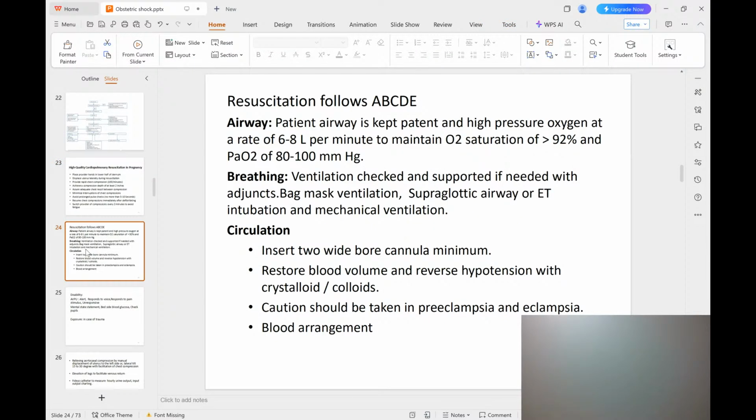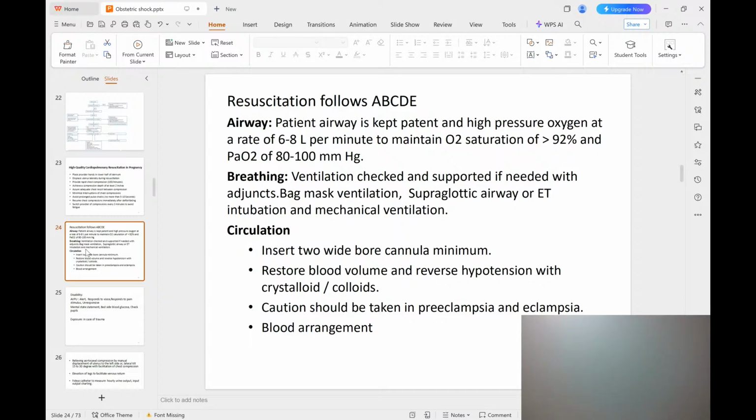So this is the same thing. Resuscitation will follow the ABCDE maneuver. A for airway. The airway will be kept patent, and always high flow oxygen should be provided at 6 to 8 liters per minute to maximize the oxygen saturation to more than 90 to 95%. Breathing: ventilation is checked and supported. Bag mask ventilation, supraglottic airways, or endotracheal intubation may be required with mechanical ventilation.